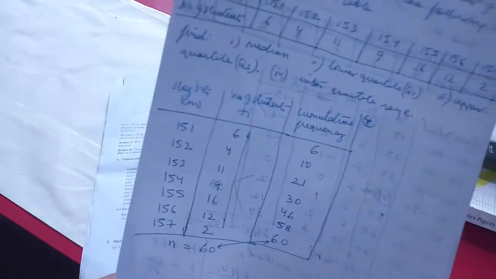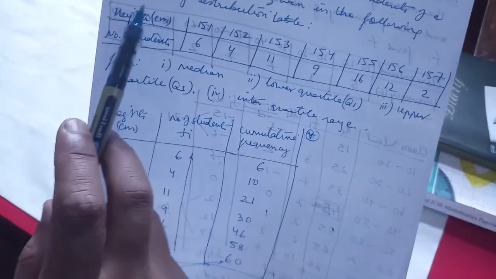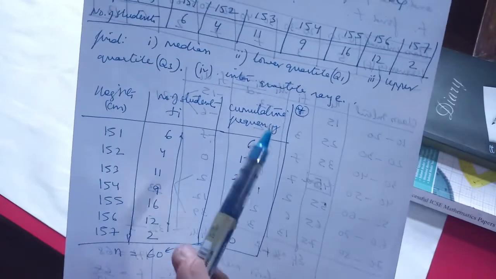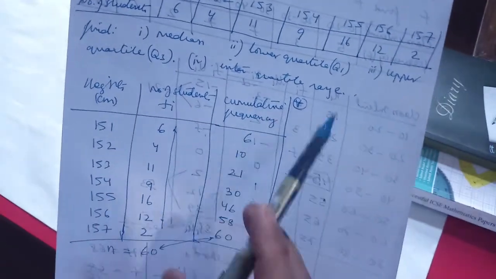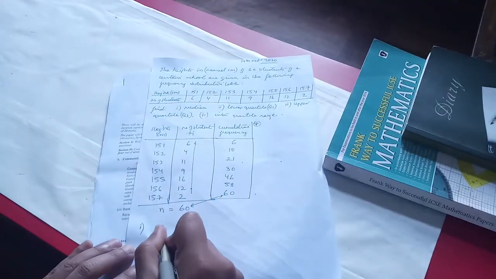So the first criteria to find the median, when you have the data given in this format with the frequency and the variate, the first thing you need to make is the cumulative frequency distribution table like this. Now, number 1, how to find the median.